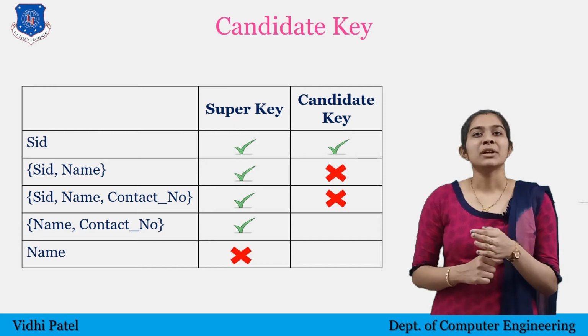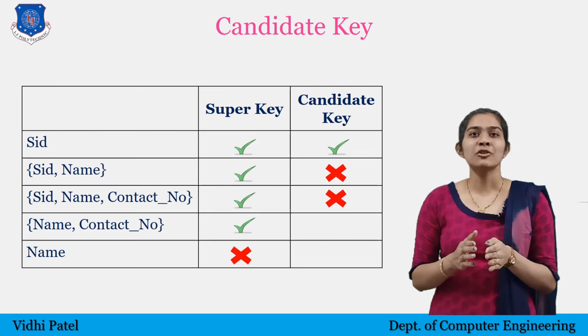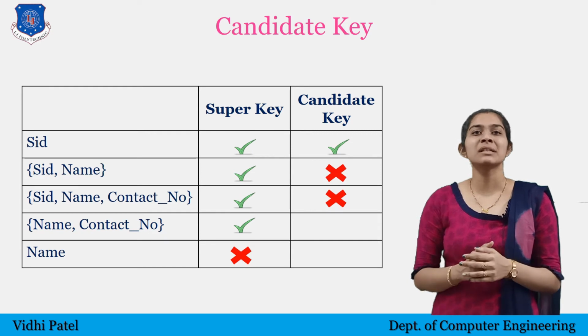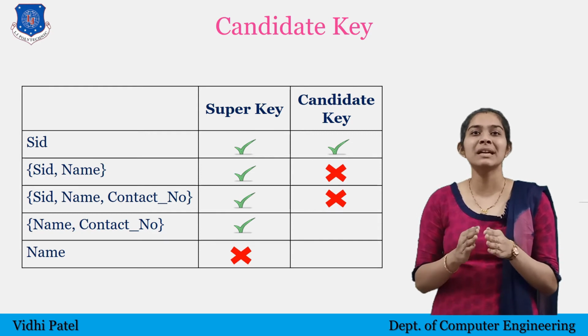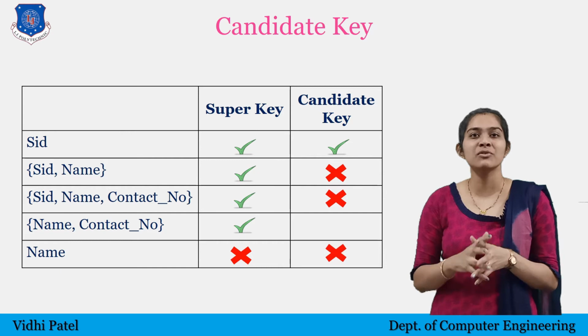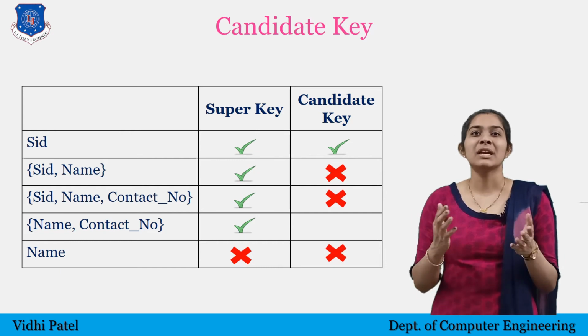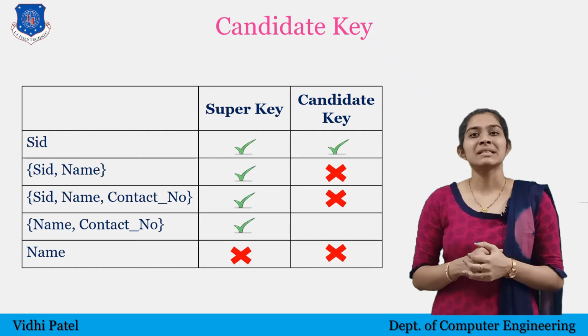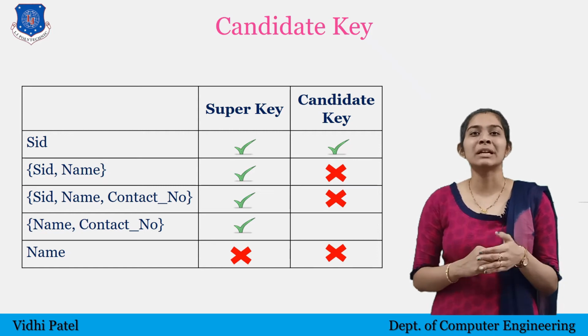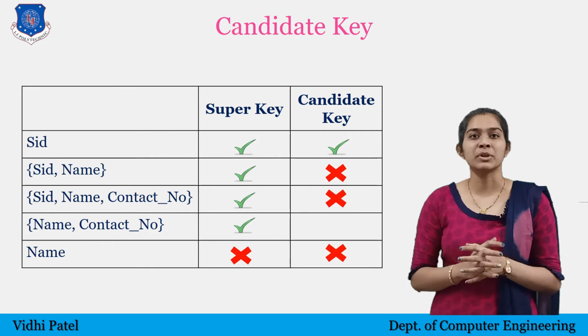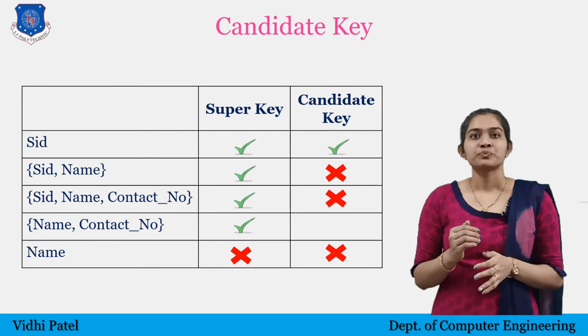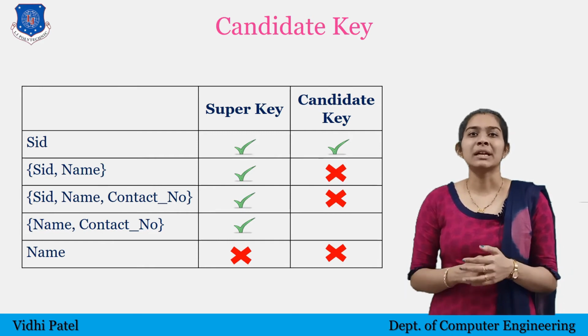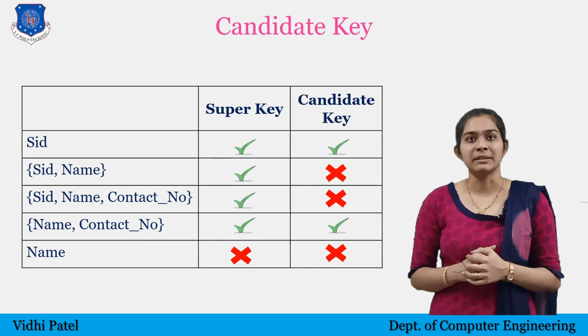Next one is name and contact number. A subset of the combination name and contact number is available here, which is name, but name cannot be a candidate key because it is not a super key, and we cannot retrieve any tuple uniquely using attribute name. So we can say that no subset of name and contact number is a super key. So the combination of name and contact number can be a candidate key.